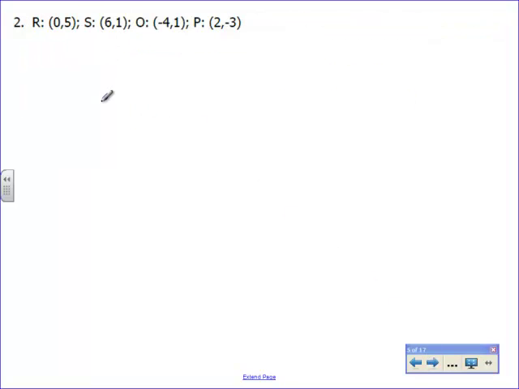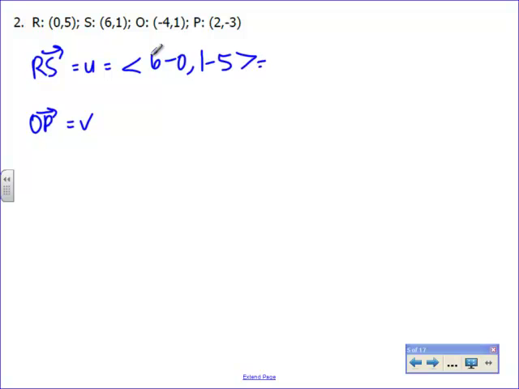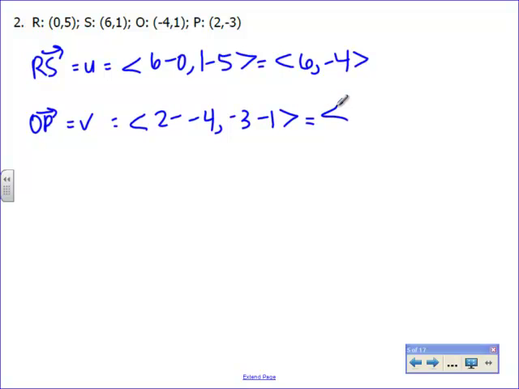Example 2, kind of more of the same, still trying to find RS and OP. Starting with RS, we've got our u vector, which we're going to do S minus R, because S is your terminal point. Subtract, you're going to get 6, negative 4. You do OP, your x for P minus x for O, y for P minus y for O. You're going to end up again with 6, negative 4. Because the two vectors have the same x component and the same y component, you're going to have equivalent vectors.